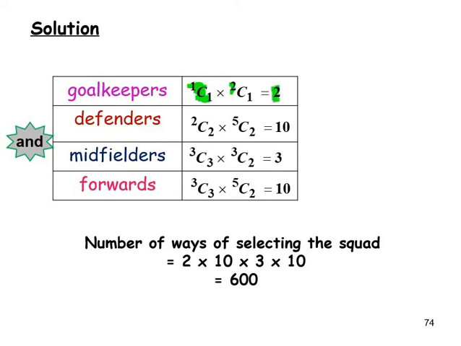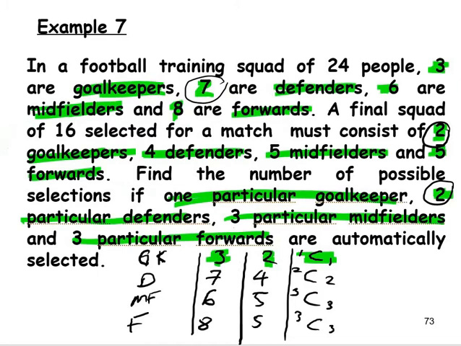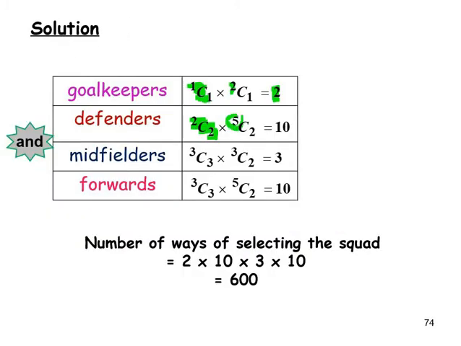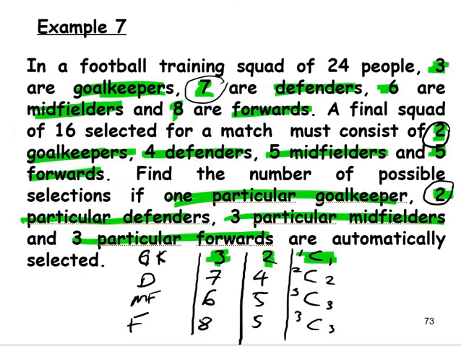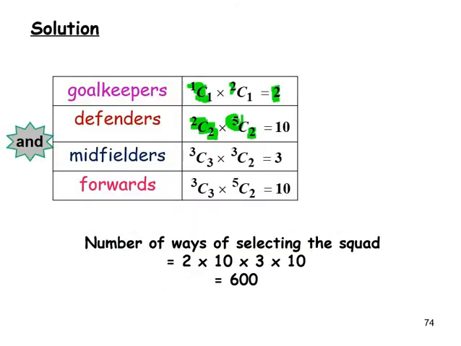For defender, we have 2 particular defenders, 2C2. And then altogether we have 7 defenders, and now we are left with 5. We need to choose another 2 defenders, because we need 4 defenders. So here is actually 4. For midfielder we need 3.